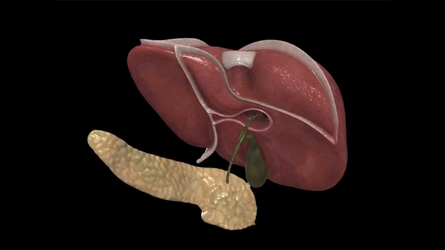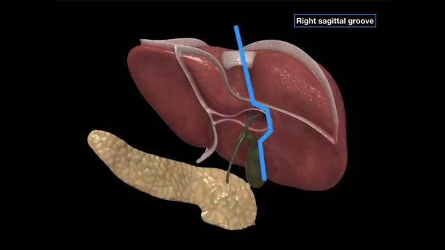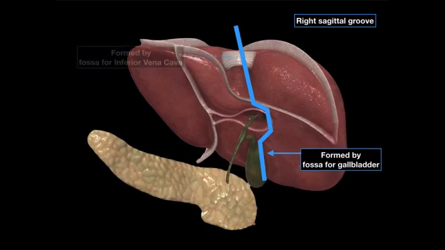And we have three important grooves on the posterior surface. The first one is the right sagittal groove. The right sagittal groove is formed by two other grooves you'll find on the visceral surface of the liver. And here I want you to imagine the inferior vena cava running in this direction, forming this groove, right? So the right sagittal groove goes like that. It is formed by the fossa for the gallbladder. This is the gallbladder right here. And it's also formed by the fossa for the inferior vena cava.